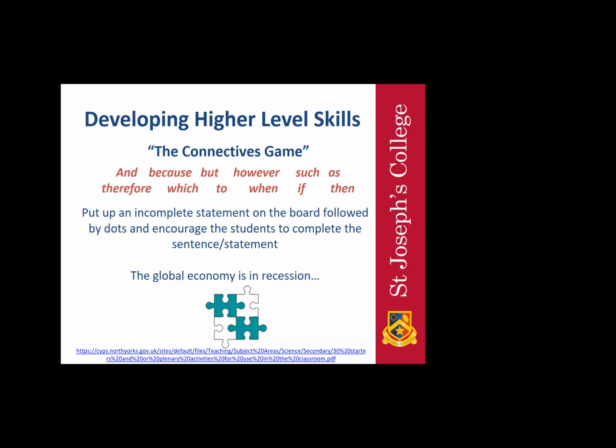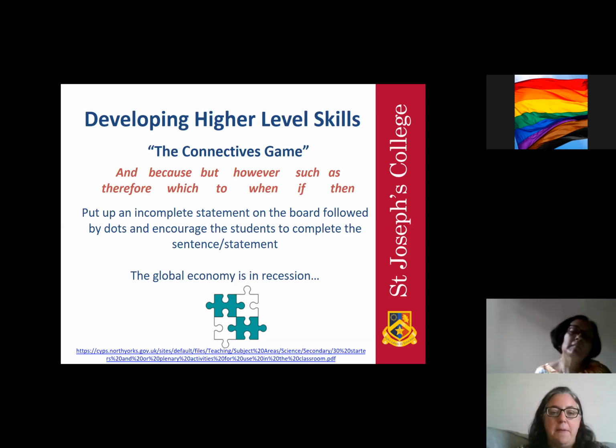So, for example, I've written down here at the bottom, the global economy is in recession, and I'm an economics teacher, so the students might have to finish that off by saying, because we've had a global pandemic which has caused shutdowns, and they might go on and talk about it. But if it was a primary school thing, it could be, we wash our hands because, or we wash our hands, and then they put the connective of because, or and so on, and then they finish it off. But it makes them think more rather than just asking them a direct question.